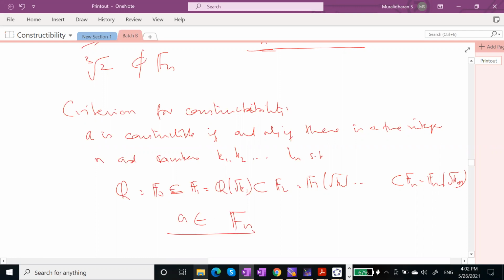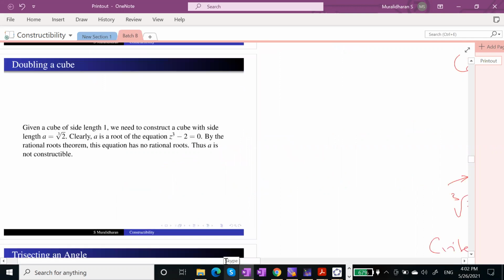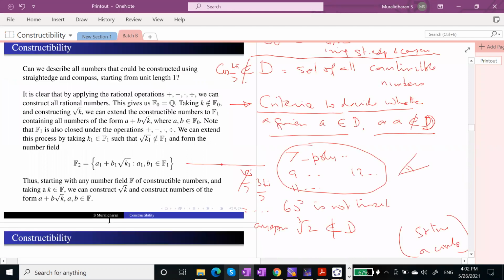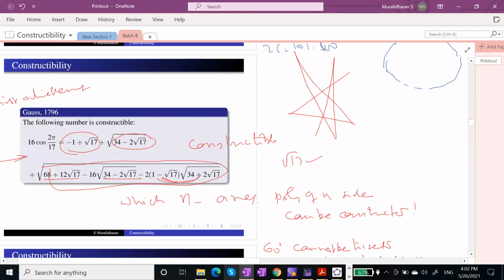For instance, what Gauss did was exactly that. Gauss showed that it is possible to build cos of 2 pi by 17 in a sequence of steps like this, adding root 17, adding this, and adding this, and adding that. Lots of steps. That's what he did.